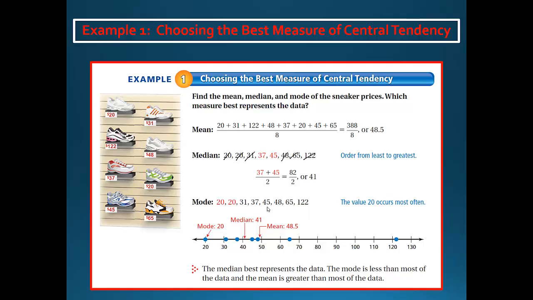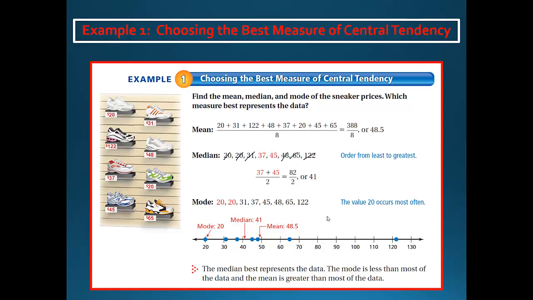Now for the mode, we're going to have our numbers in order from least to greatest again, and we're going to see which number appears most often. You can see that 20 appears 2 times. So it is our mode. Every other number only appears once.